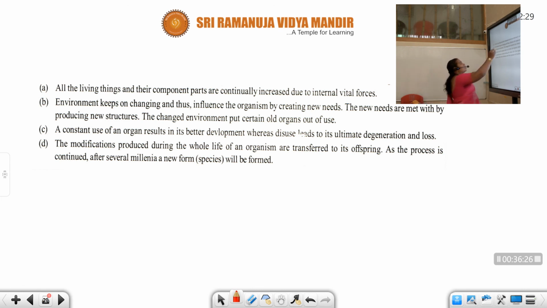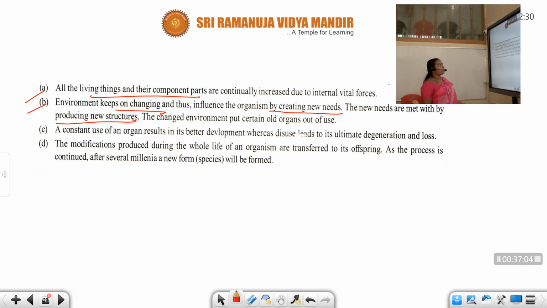All living things and their component parts are continually increasing due to the internal vital forces. And let us see the B. Environment keeps on changing and thus influences the organism by creating new needs. The new needs are met with by producing new structures. The changed environment puts certain old organs out of use.